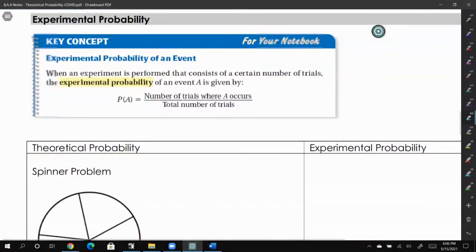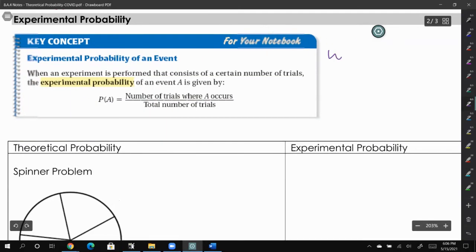So the experimental probability is what actually happens.